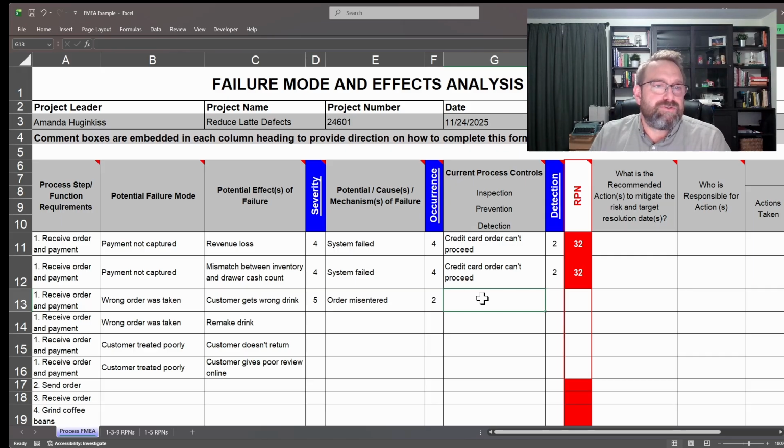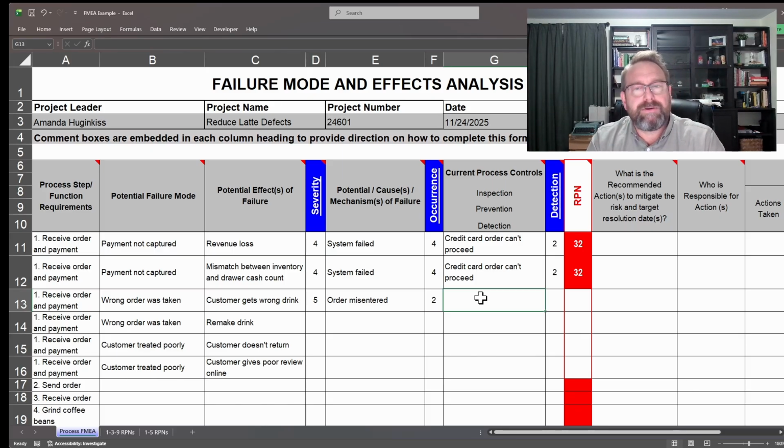So process controls. What could detect this or prevent it, or what inspection could catch this? What do we have in this system that prevents the misentering of the order? Our subject matter experts are like, we don't really have anything. The barista's not going to know. They're going to make whatever's on the ticket. The customer's not going to know. There's no information that tells the customer. Maybe there's something on the screen.